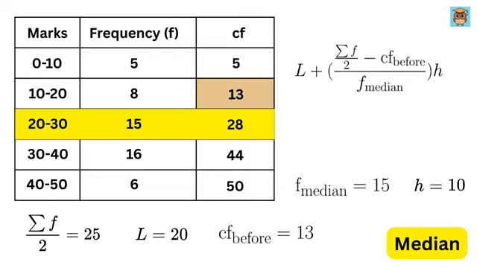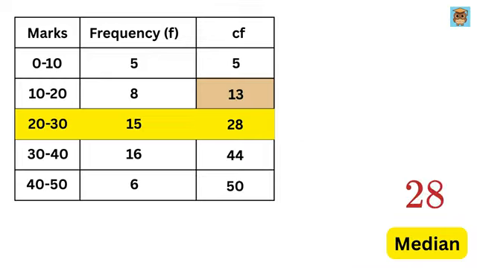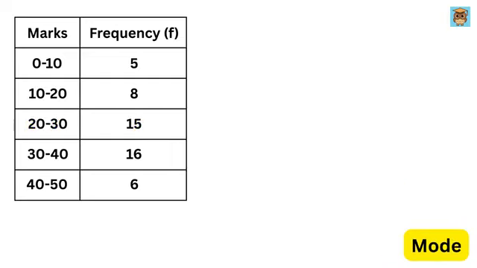Substituting these values, we get 20 plus (25 minus 13) divided by 15 times 10. This will become 20 plus 12 over 15 times 10, or 20 plus 120 over 15, which is 20 plus 8, or 28. Thus, the median marks are 28. Now, let's move on to calculating the mode.